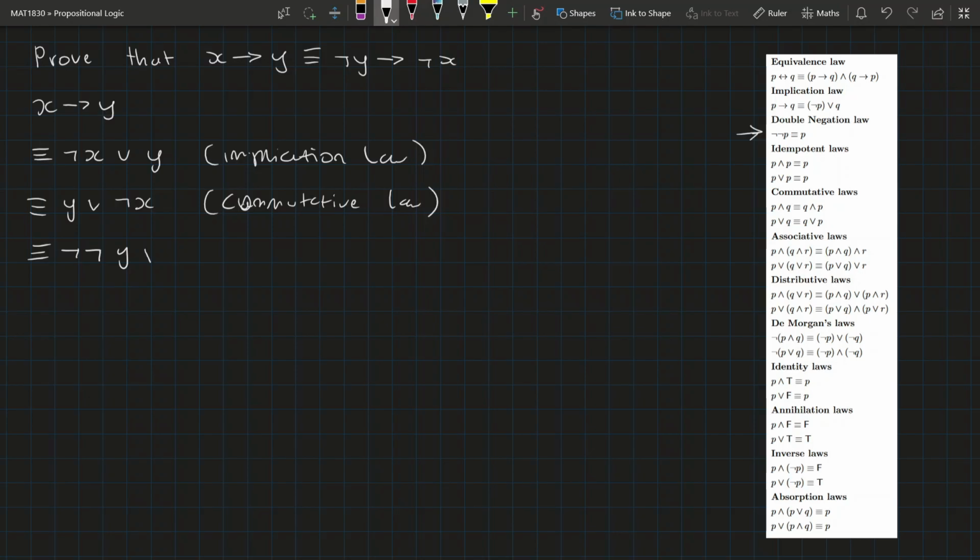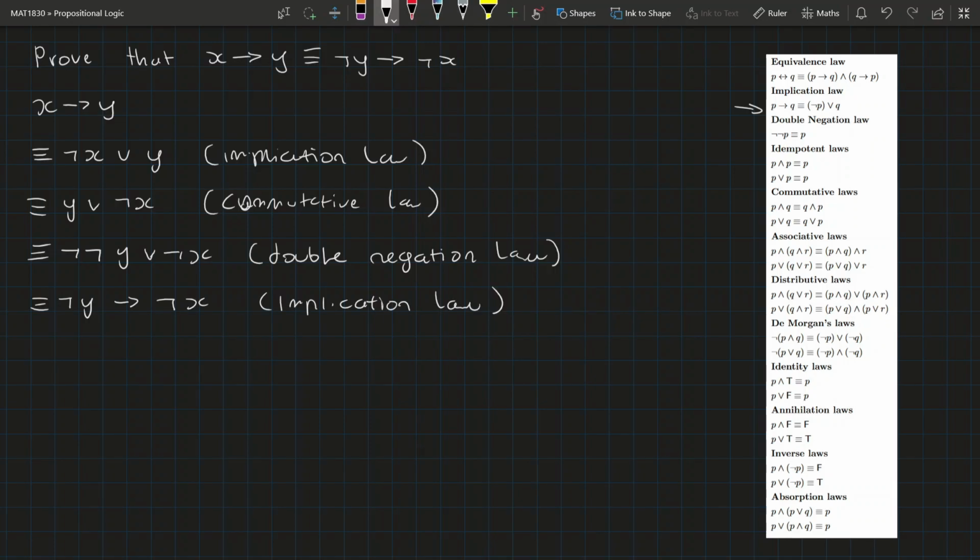So not Y or not X. And now we can go backwards again using the implication law to say not Y implies not X. And we have arrived at our final logically equivalent statement. So these two are both logically equivalent.